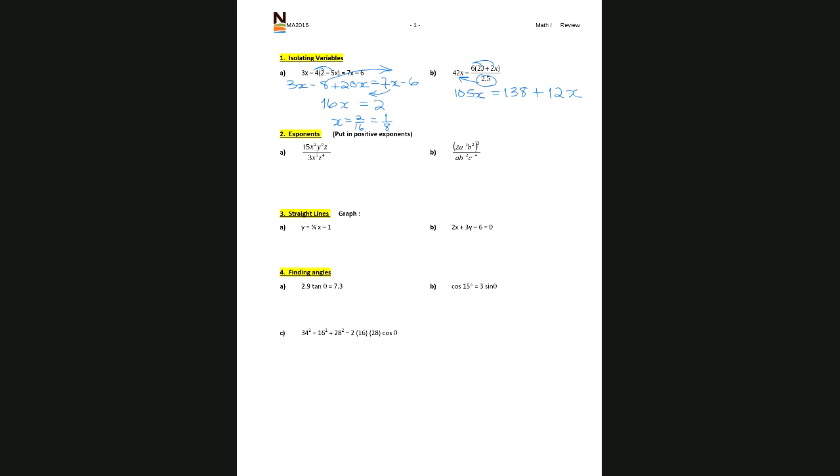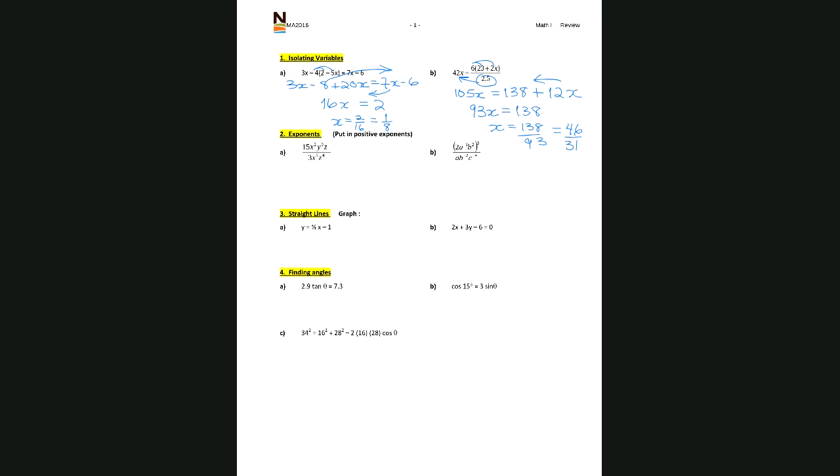So again, group all your x terms on one side. So if we choose the left, it will have to be 105 minus 12x. And the 138 is the only constant, so that stays on the right side. So now divide by 93. Okay, I believe 3 goes into each number, so to reduce it, divide the top and bottom by 3. And that is the answer.